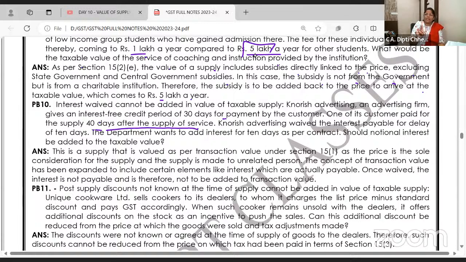We told you to pay in 30 days. Still you paid in 40 days. We will charge you interest and late fees. कुछ तो अब हम आपको charge करेंगे.